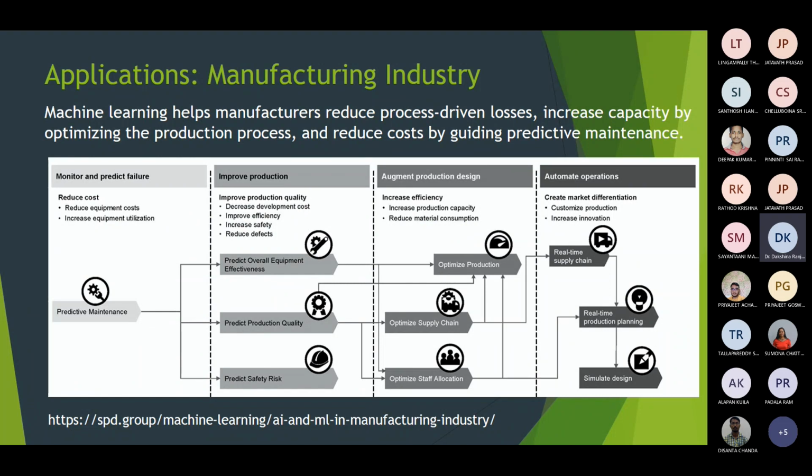Now, if we consider the manufacturing industry, it is basically divided into four areas where machine learning applications are heavily used. One is to monitor and predict failure, improve production, that means productivity, augment production design, and automate operations. So in these four major areas of the manufacturing industry, machine learning algorithms are heavily used.